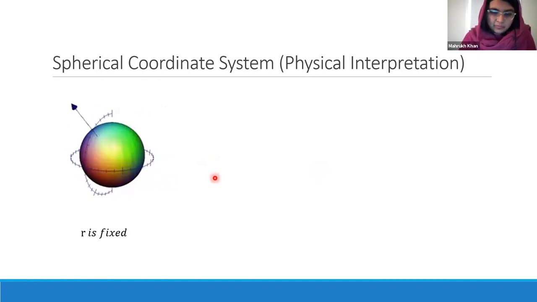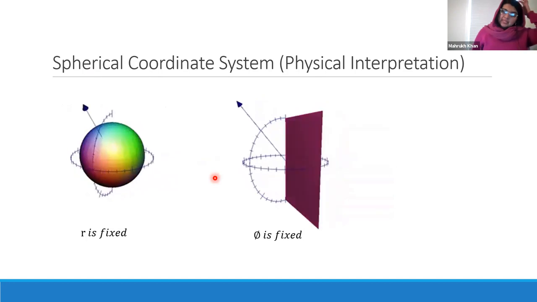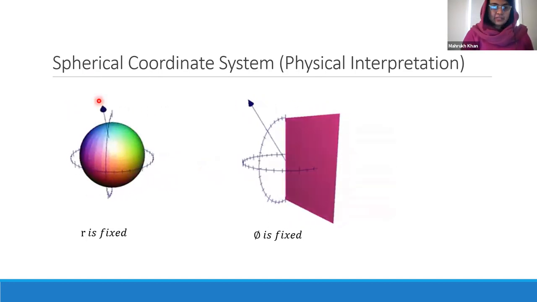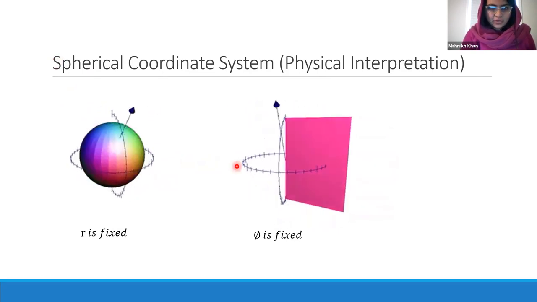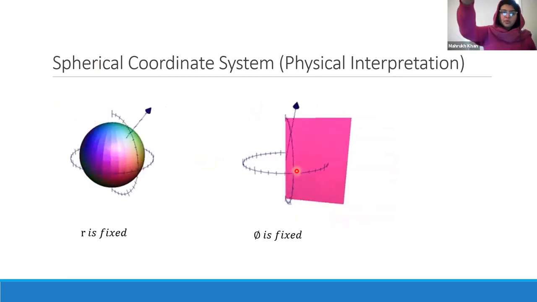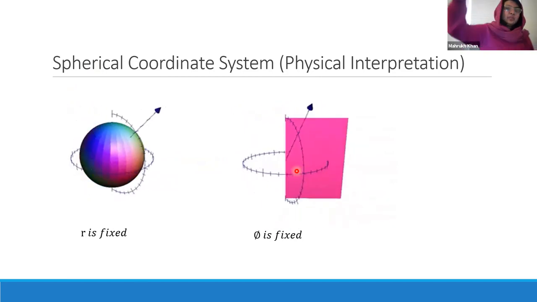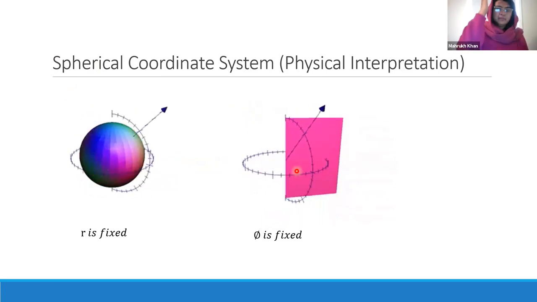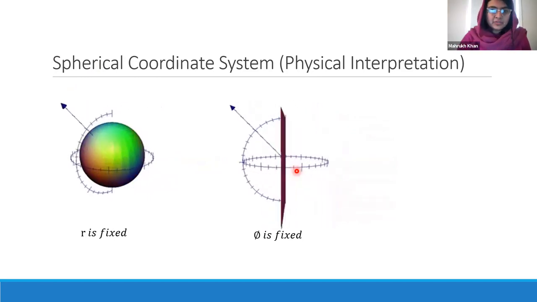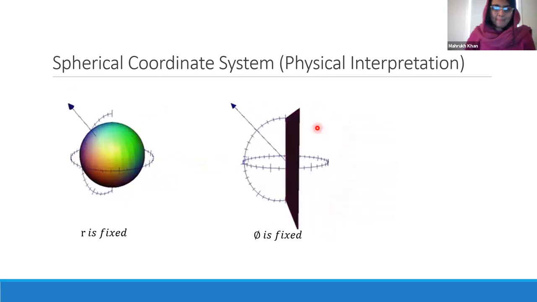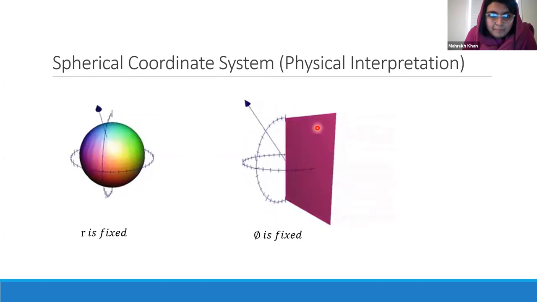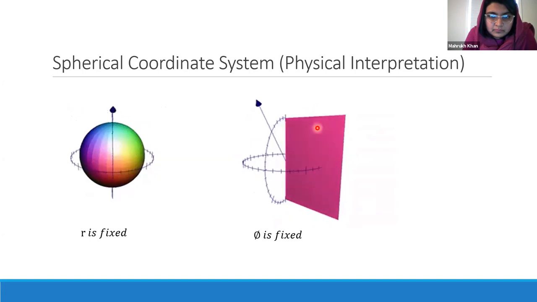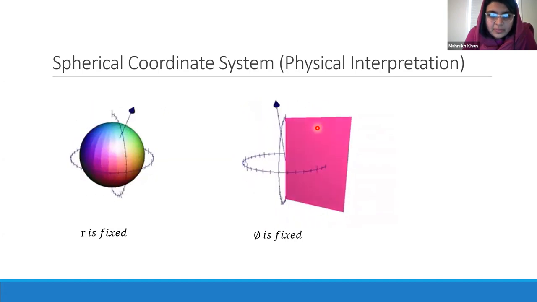Okay, let's move forward. This is when your phi is fixed, right? When you fix your phi at a certain point here, your R is changing, your theta is changing, but your phi is fixed. So that is the plane you are drawing here. Am I clear about this? Okay.